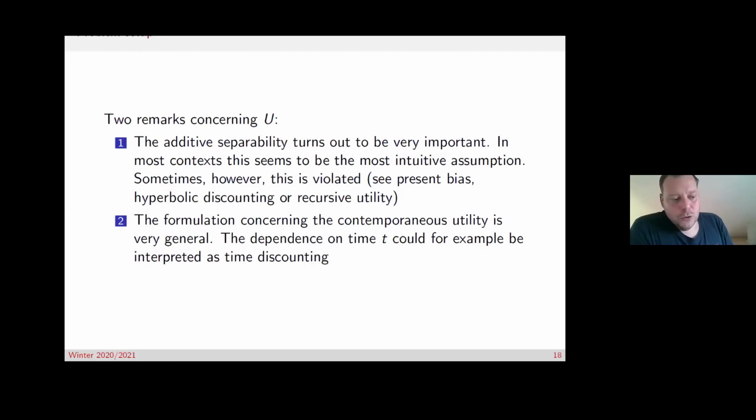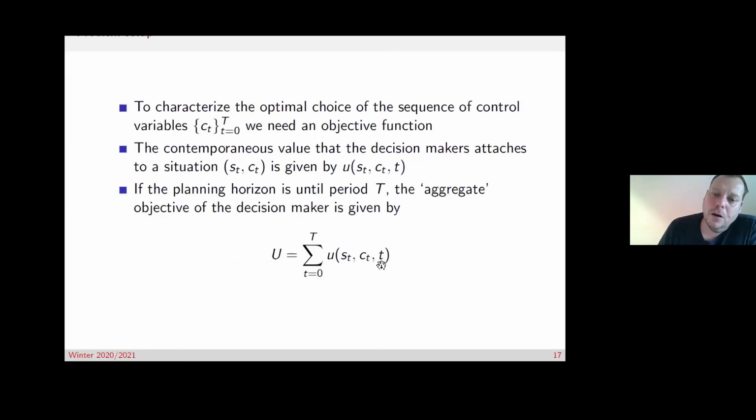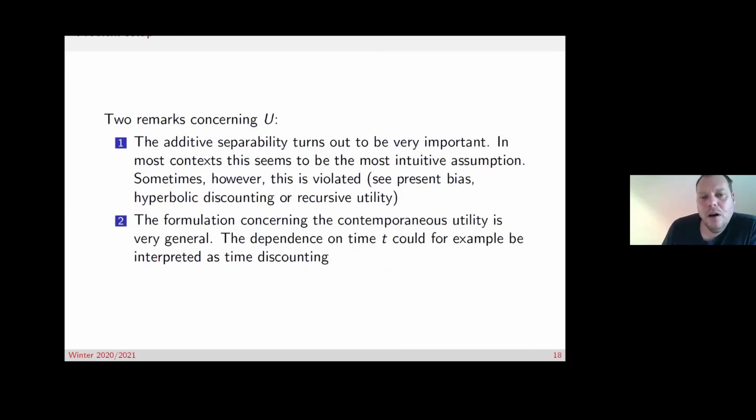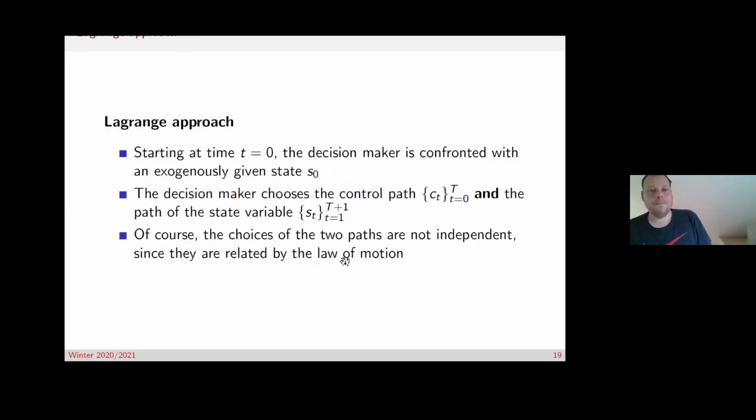Another remark that I want to tell you, and a thing that you should focus on: we have assumed that the utility function is directly a function of time, right? So there's no discounting and nothing, and this is due to the fact that we want to keep it very general. The question of why the contemporaneous reward could be a function of time, one interpretation could be that it's time discounting, but we come to that also later on.